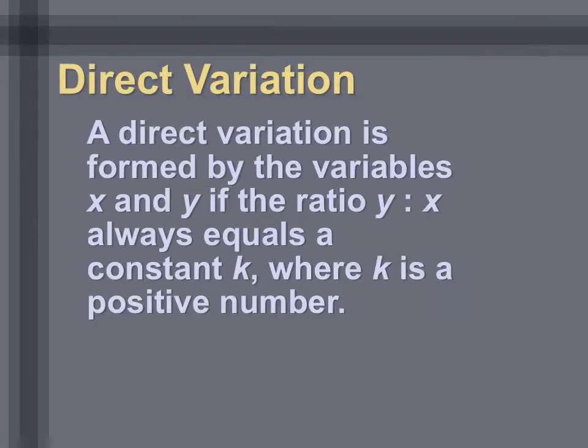So direct variation is formed by the variables x and y, and you're looking for a ratio. And remember, ratio is a fraction. So you're looking for y over x, y divided by x. And if y divided by x is always the same number, constant k, and k is positive, then you have a direct variation. So let's look at an example of that.